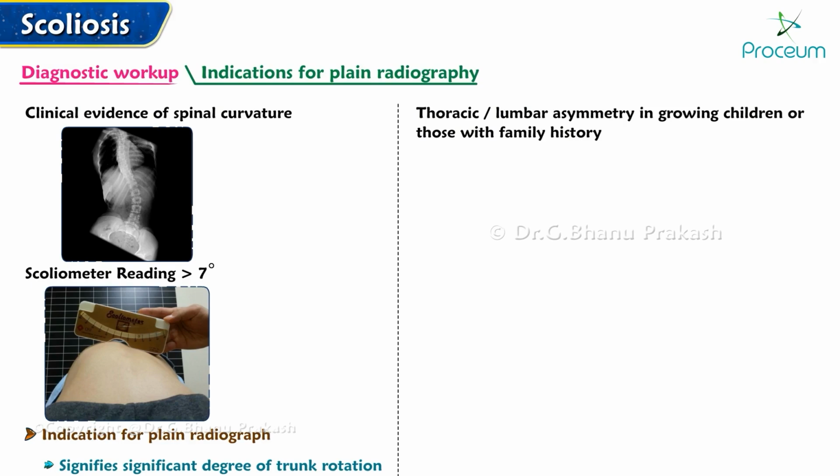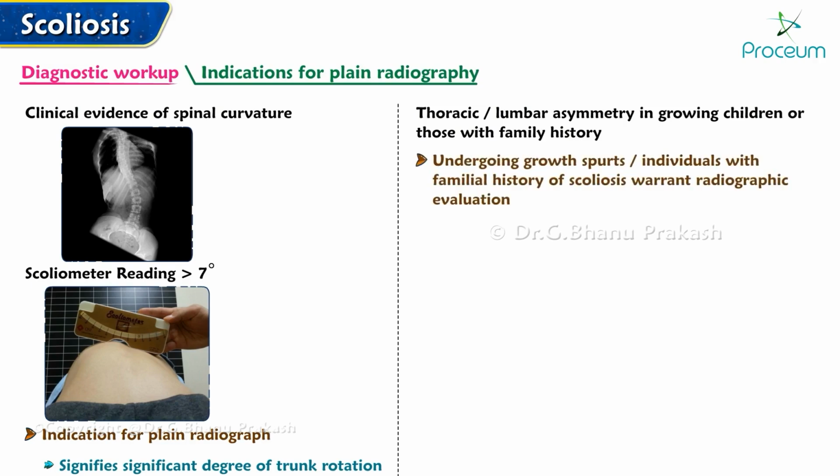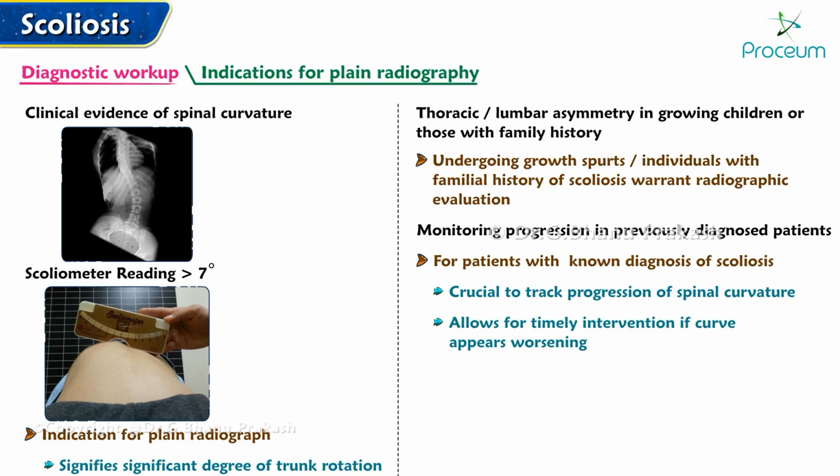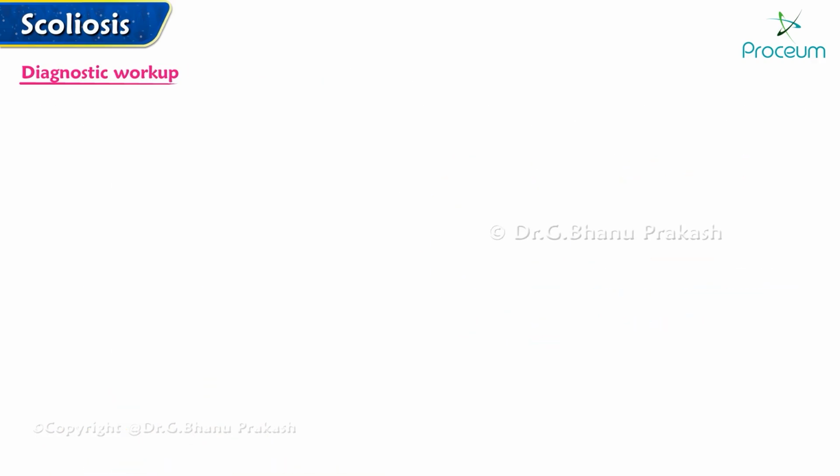Any signs of thoracic or lumbar asymmetry in children undergoing growth spurts or in individuals with a familial history of scoliosis warrant radiographic evaluation. Monitoring progression in previously diagnosed patients. For patients with a known diagnosis of scoliosis, periodic plain radiography is crucial to track the progression of the spinal curvature. This allows for timely intervention if the curve appears to be worsening. Let's go over the imaging requirements.